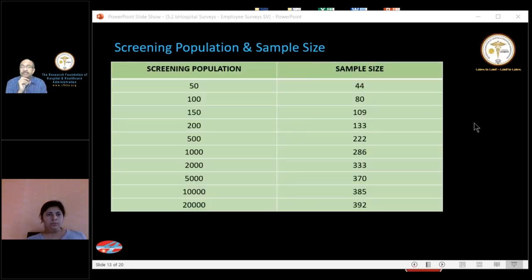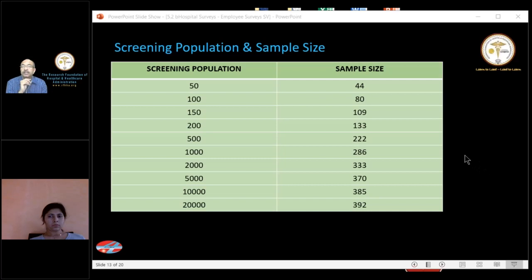So this is the table where you can see the sample size for your population size. If your population size is 50, the sample size is 44. And if you keep increasing the population size, your sample size also grows, but not proportionately. So for a population size of 5,000, the sample size is 370.